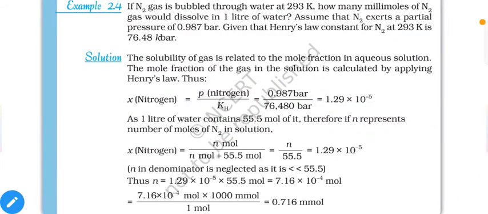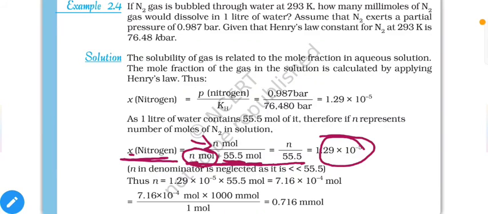So our equation is: mole fraction of nitrogen is equal to number of moles of nitrogen divided by total moles. Now total moles is equal to number of moles of nitrogen plus number of moles of water. As we discussed already, the number of moles of nitrogen is very much less than the number of moles of water. So we can say that it is equal to 55.5. It doesn't make much difference. And it is equal to 1.29 into 10 raised to minus 5. We already calculated it. From this calculation, we can find the number of moles of nitrogen, which is equal to 7.16 into 10 raised to minus 4.